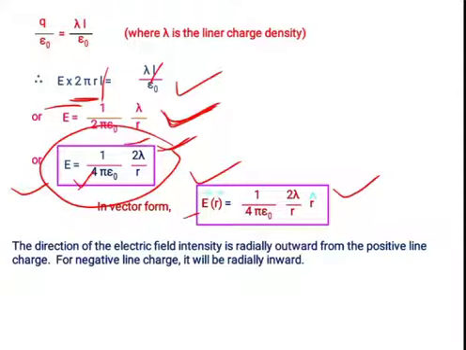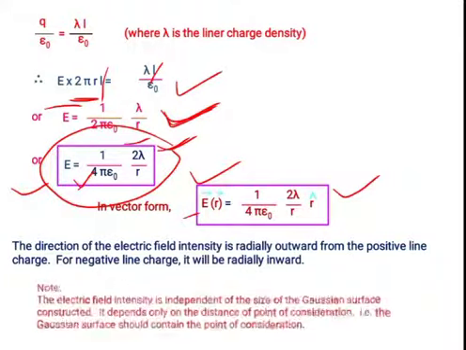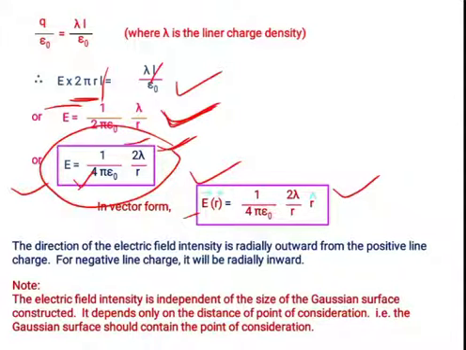The direction of electric field intensity is radially outward from the positive line charge. For negative line charge, it will be radially inward. So this is a note which is very, very important. Please read this carefully and remember.